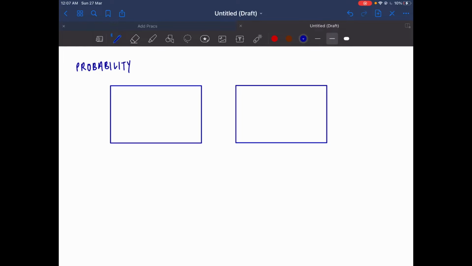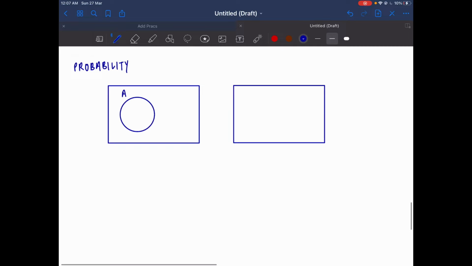So today I'll be teaching probability. I'll start off with this box, and then let's say I draw a circle here. This is event A and this is event B. They can both occur, but as you can see, there's no overlap between event A and event B. Hence, in this situation, both event A and event B cannot occur at the same time.